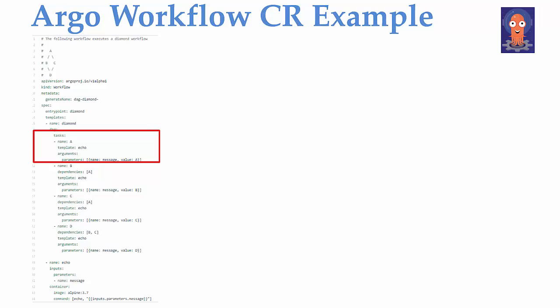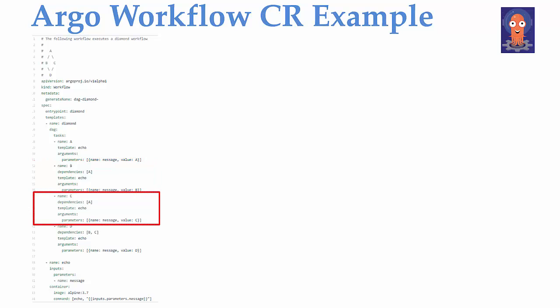So in this case, we have a task named A that is going to execute template called echo. It has arguments into this template, which is actually a message. And then we have a similar task B. This task has dependencies. There is only one dependency on task A. It executes the same template echo and gets the same input parameters, which is just a message. Now we have task C. Task C is similar to task B. It has a dependency on task A. It executes the same template echo, and it gets the same input parameters.